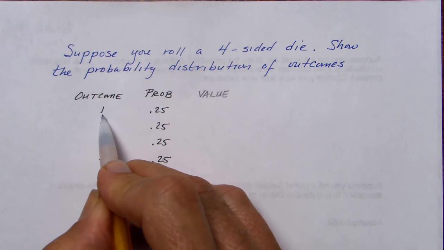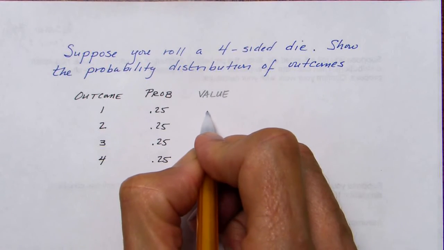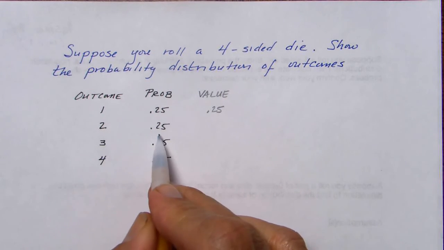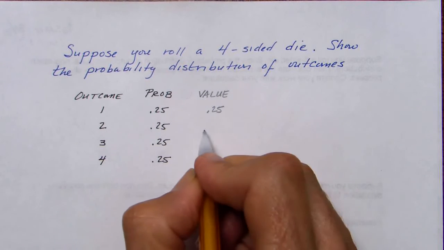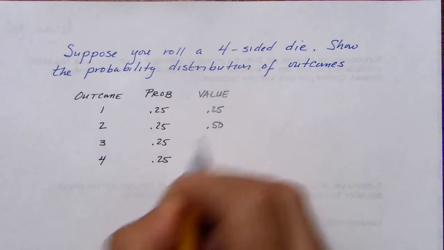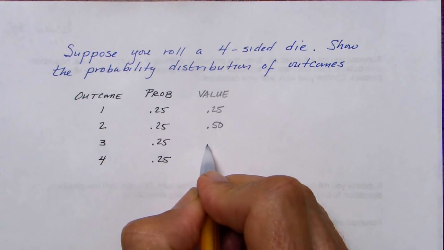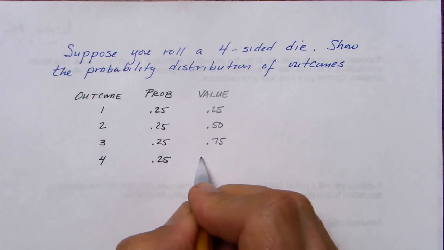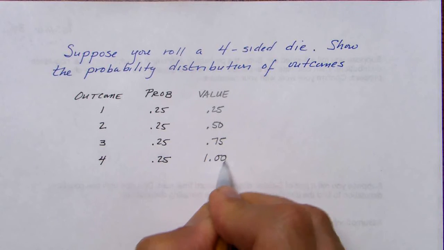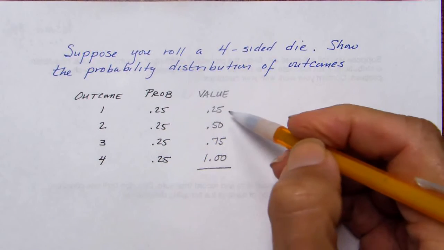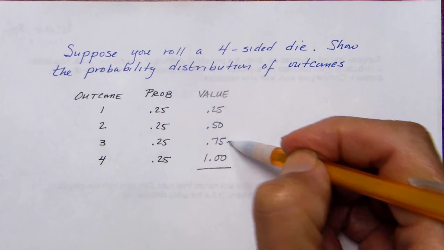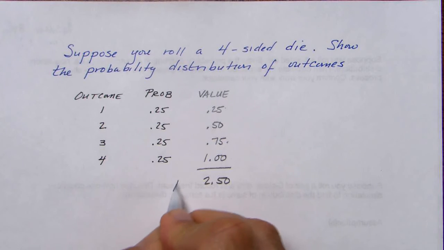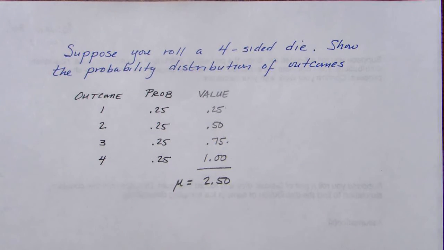Well, a 1, which happens 25% of the time, that would be worth 0.25. And a 2 that happens 25% of the time, if we multiply, that would be 0.50. 3, which happens 25% of the time, that would be worth 0.75. And then 4 times that would be worth a 1. And so when we add up all of these values, we end up getting 2.5, which is the mean, or what we call the expected value.